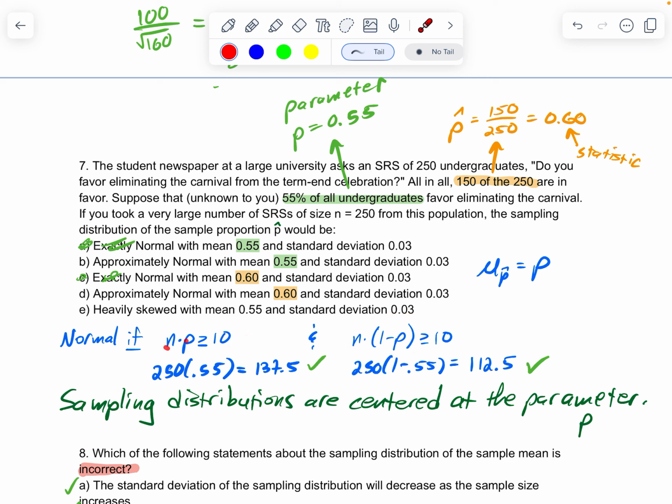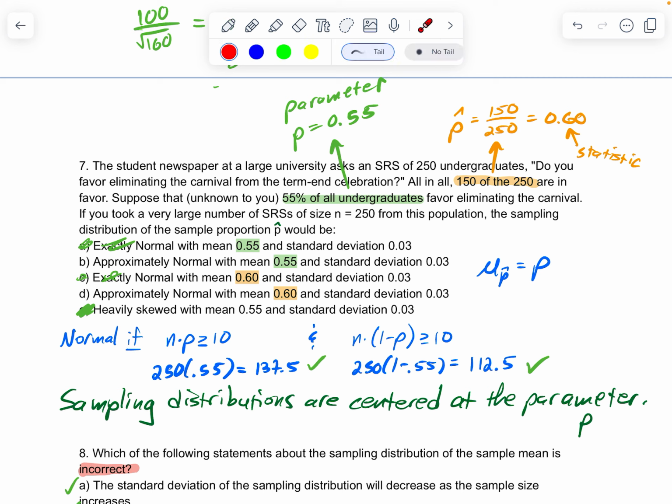And you do n times p. N is 250. And you do p. And that'll give you 137.5 when you do this. And then 1 minus p. You get numbers that are both at least 10. So it is approximately normal. So it's not heavily skewed. So it is either B or D.